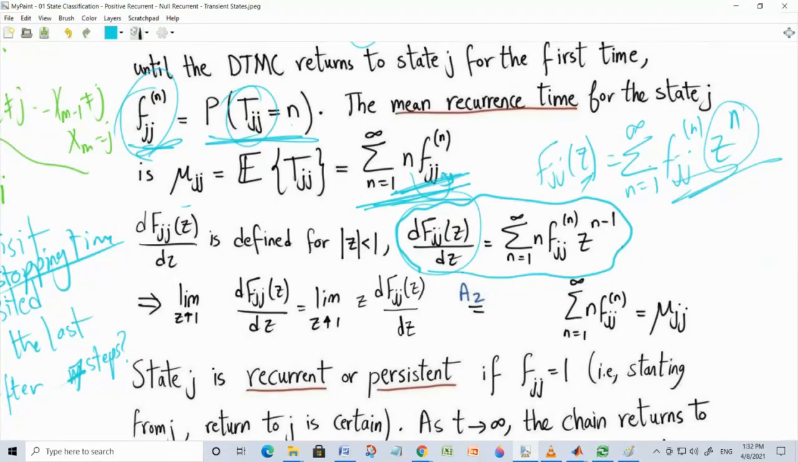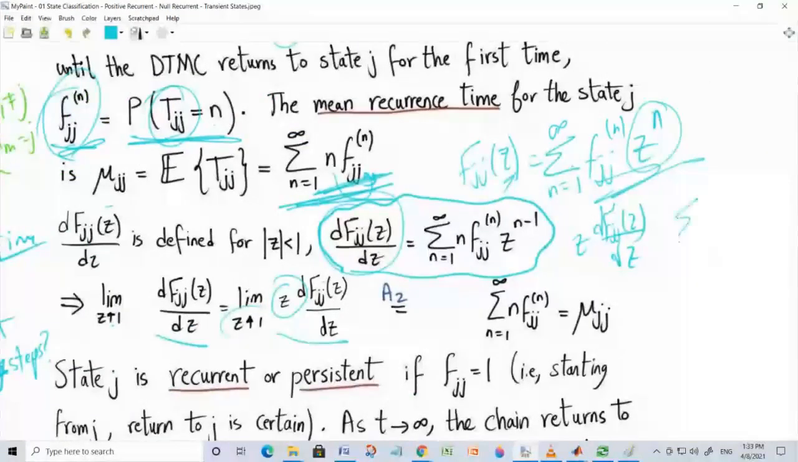And now, what will happen if you take the limit of this thing as z goes to 1? The limit of this thing as z goes to 1 is exactly the limit of this thing multiplied by z, because z goes to 1. If you multiply this thing by z, z itself goes to 1 outside, so the limit of this thing as z goes to 1 is exactly the limit of this thing multiplied by z as z goes to 1.